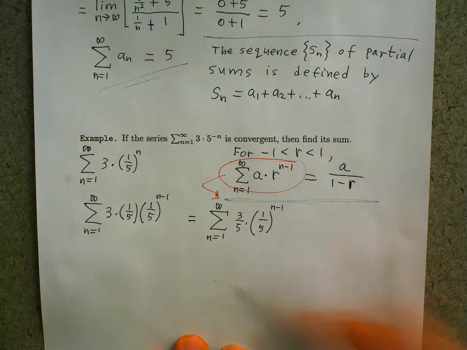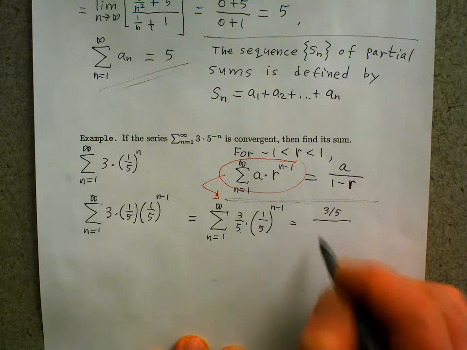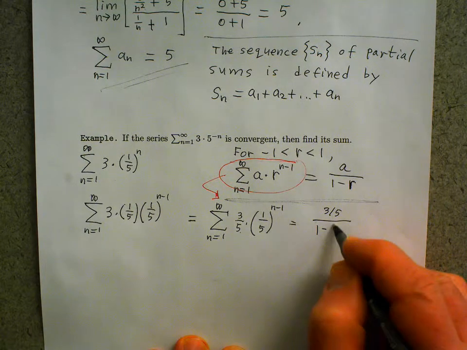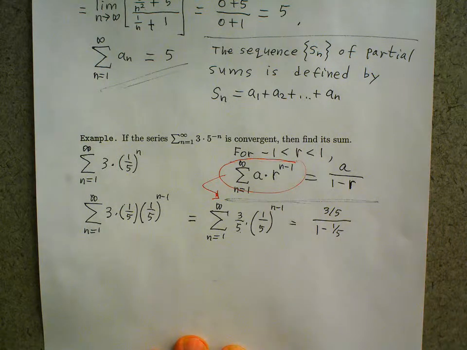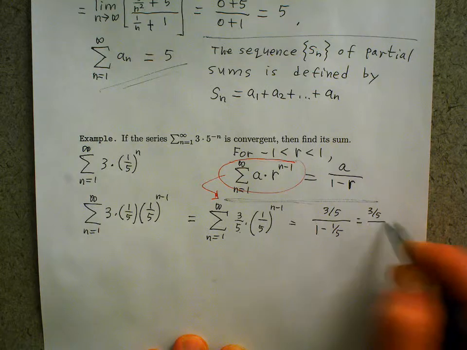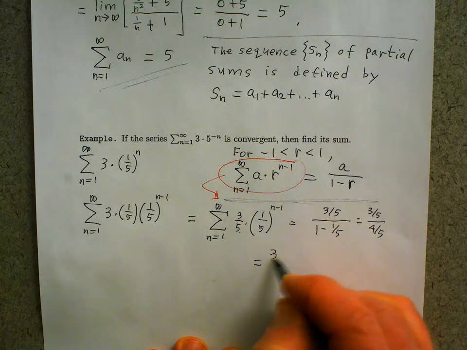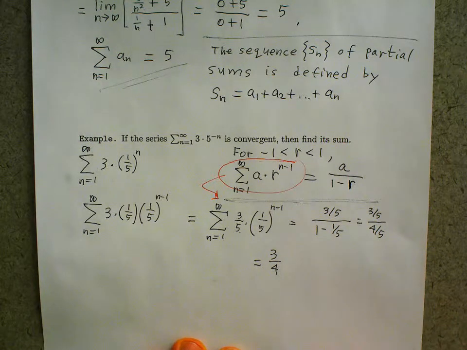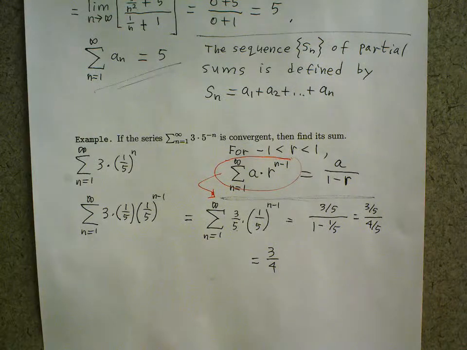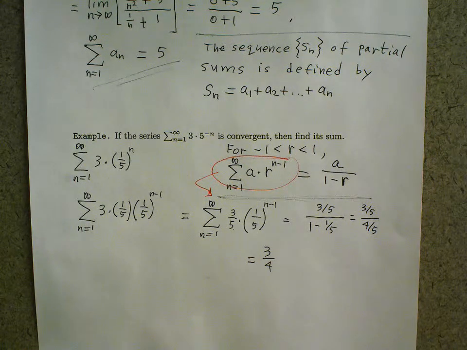And so the sum is 3/5 in the numerator divided by 1 minus 1/5. And then it's just a little bit of arithmetic. 3/5 divided by 4/5, and that simplifies to 3/4. Okay, let's go on to the next page.